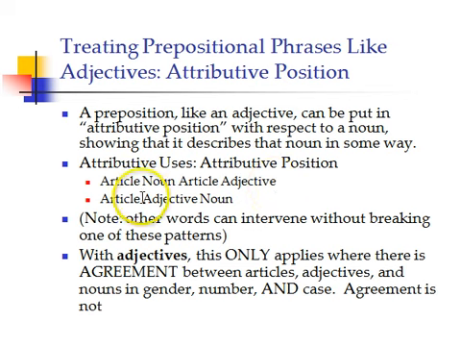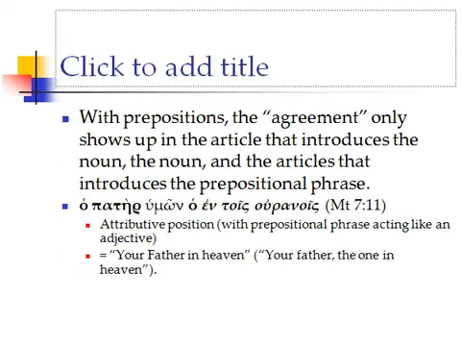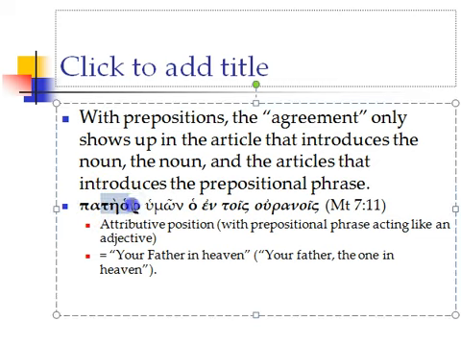Or the prepositional phrase can be stuck in between an article that agrees with a noun. With prepositions, the only agreement shows up in the first article, the noun, and then the second article that links a prepositional phrase to the first. In this particular instance, Matthew is writing ho pater, ho en tois ouranois.